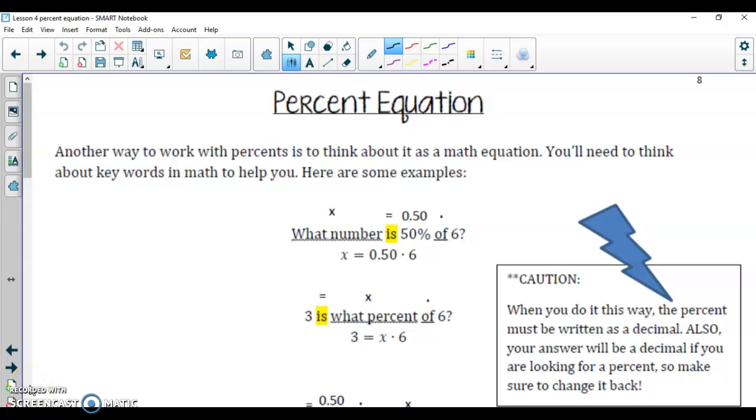Today's lesson continues what we were talking about yesterday. It's very similar in style, it's just a different method for you. So ultimately you'll be able to choose: do you want to use the percent proportion that we talked about yesterday, or the percent equation that we're talking about today.